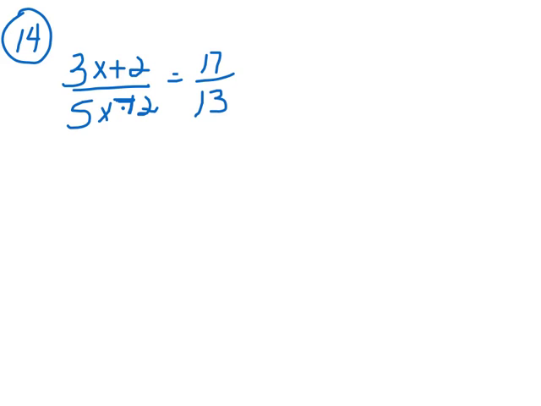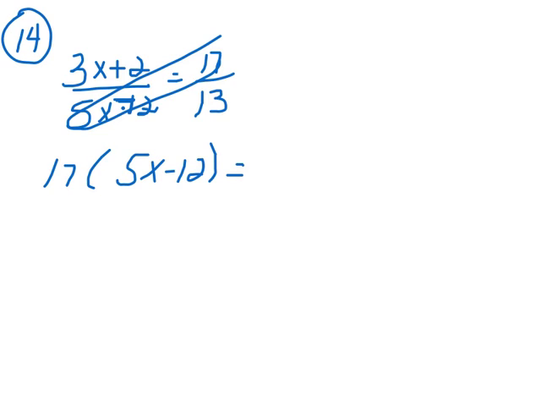14 is on the back of the same page, and it says the ratio, so I'm going to make a ratio, 3x plus 2 over 5x minus 12 equals the ratio 17 to 13. Find x. So all you're doing here, guys, is cross multiplying. There's no magic here. It's just telling you these two ratios are equal. So we cross multiply and solve for x. So this is 17 times 5x minus 12 is equal to 13 times 3x plus 2.